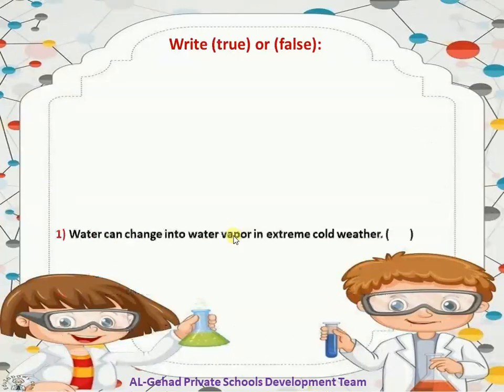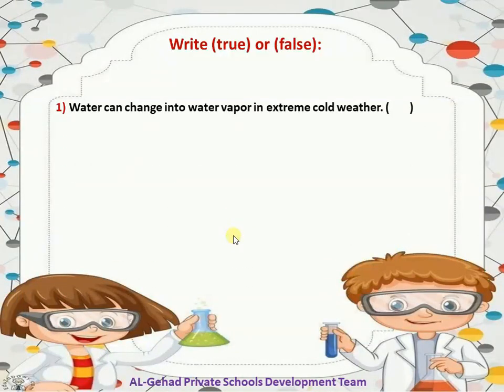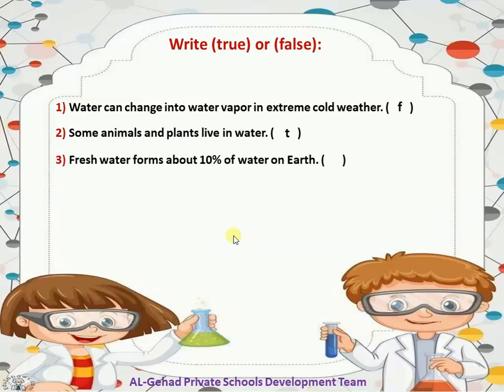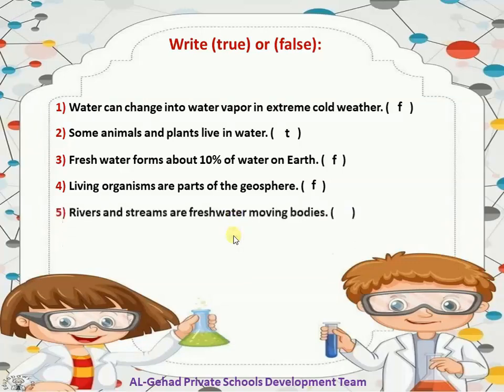True or false? Number 1, water can change into water vapor in extreme cold weather. False. Number 2, some animals and plants live in water. True. Number 3, fresh water forms about 10% of water on the earth. False. Number 4, living organisms are parts of the geosphere. False. Number 5, rivers and streams are freshwater moving bodies. True.